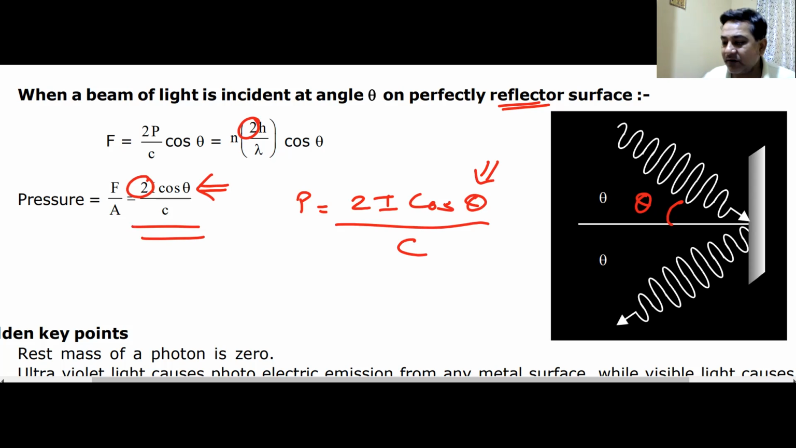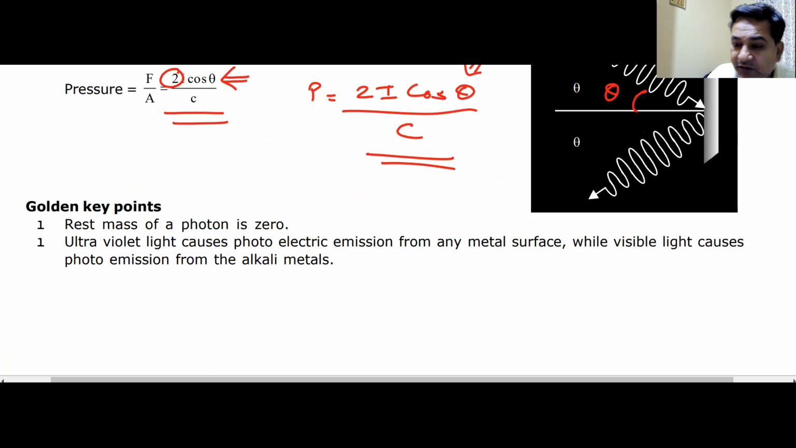So now if you just remember this formula, you don't have to remember the other two. You got this? Golden key points. We come to these golden key points. The point that you must remember, because there could be a question straight away from these golden key points, and the golden key points are very simple. Rest mass of a photon is 0.